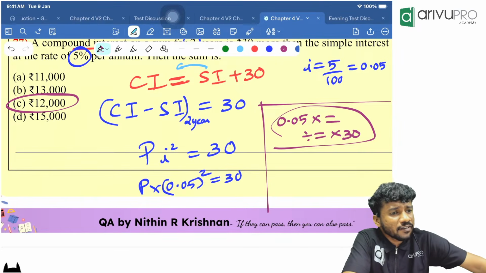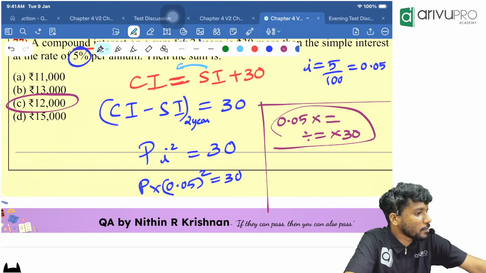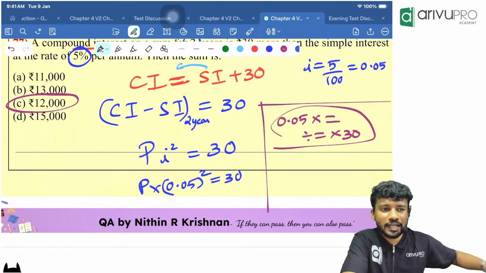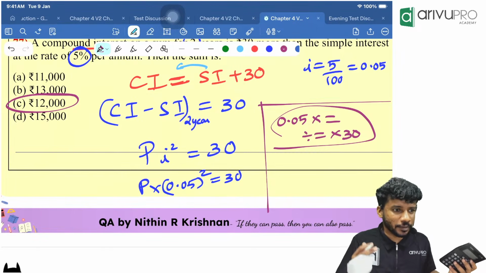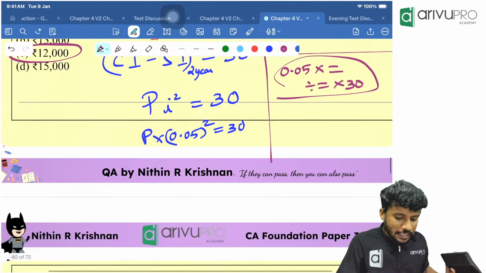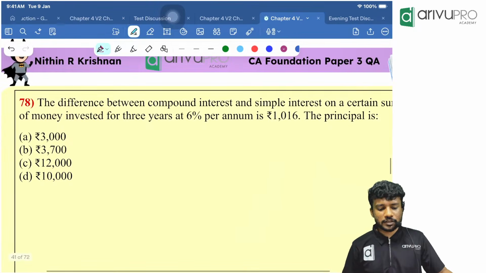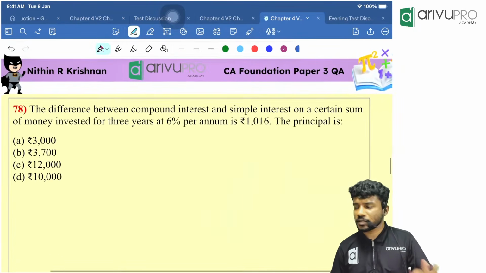In 3 years, we have a shortcut formula. We have one, but we will not learn that because that many formulas is too much. Rather, we will use the calculator. This P into I square and all, it's very easy to remember. That's why I told you. Then, look at this. What is mentioned?